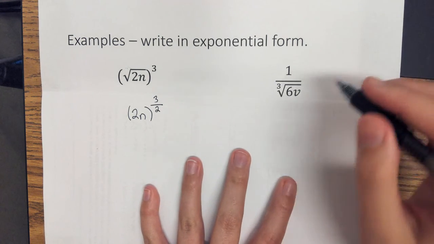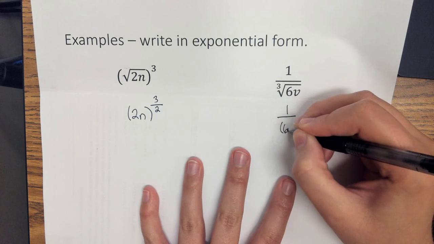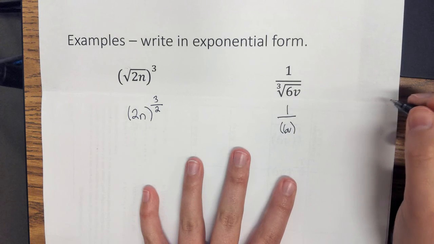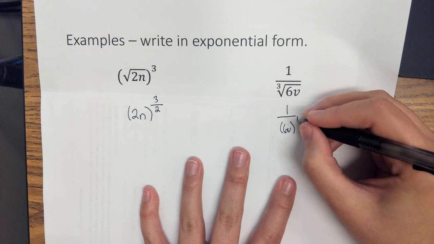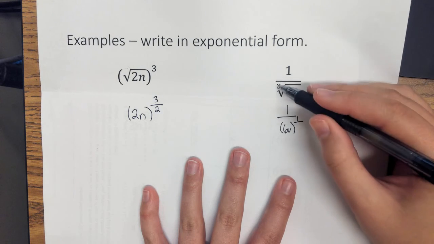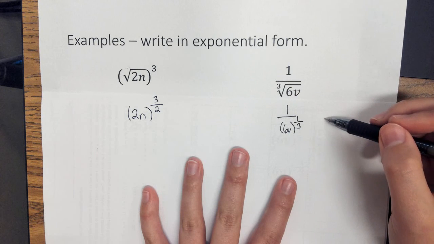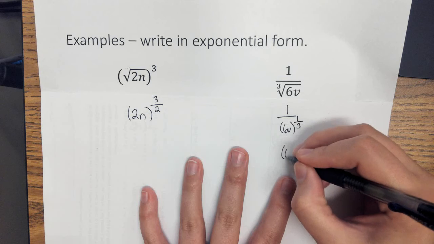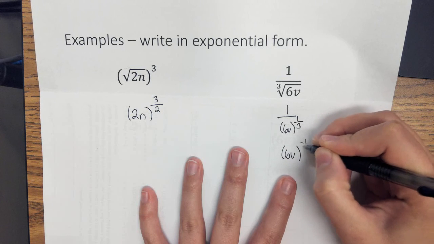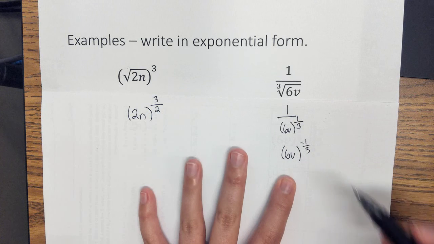Same thing here. I'm going to leave it as a fraction for now. I know 6v is going to be what's being raised to the power. I don't see an exponent, so that means the top of my fraction is going to be a 1. The index is a 3, so the bottom of my fraction is a 3. Now this particular one we may not leave as a fraction. We may use those negative exponents to write it as 6v to the negative 1/3. Again, those are the same thing, so you may see either answer.